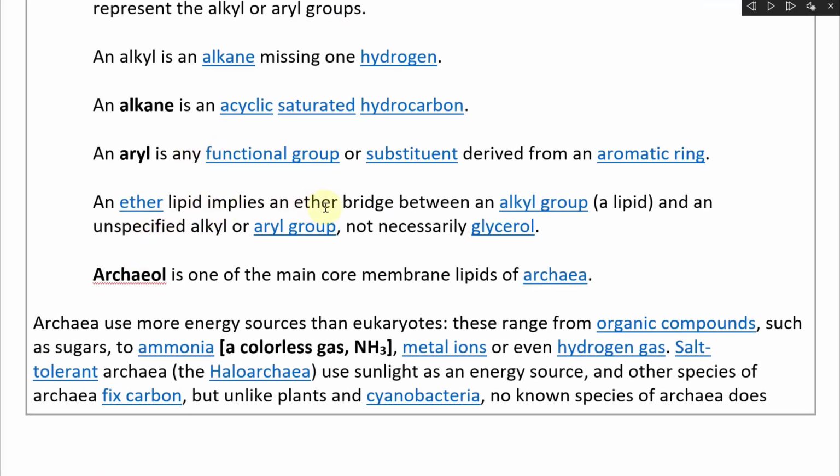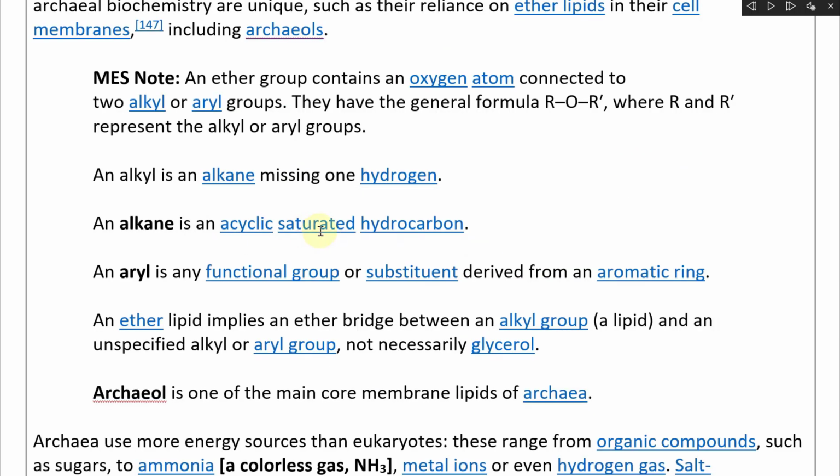And going further, an ether lipid implies an ether bridge between an alkyl group, a lipid, and an unspecified alkyl or aryl group, not necessarily glycerol. So I think with this ether bridge, basically you're able to connect these two different setups here.